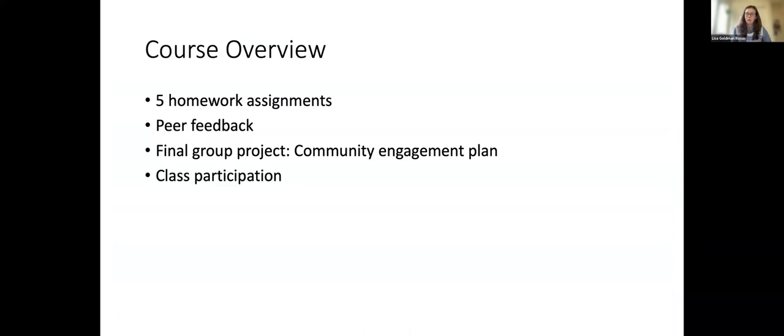So now I'm going to go over the syllabus just so that everybody has an understanding of what we're doing. Again, the syllabus is on Canvas, so you can take a look at it there. The basics are that there are 5 homework assignments. There are 2 peer feedback opportunities. There is a group project, which is a community engaged research plan. And there obviously is class participation, since it's such a fundamental part of community engagement. So I'll go through each of these components.